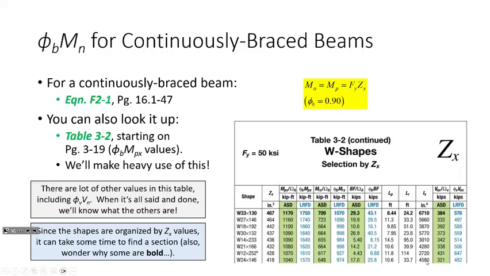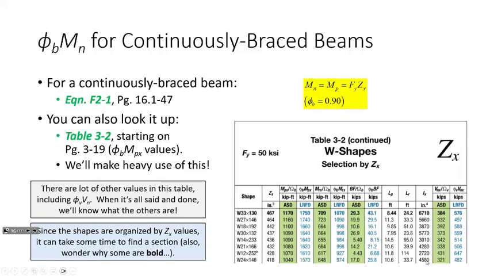So like in design mode, what we will do is compute the required moment capacity. But instead of just picking any section, we will pick one of the bold sections, because the bold sections are the lightest within that group. Does that make sense? So that's just something to think about for later.